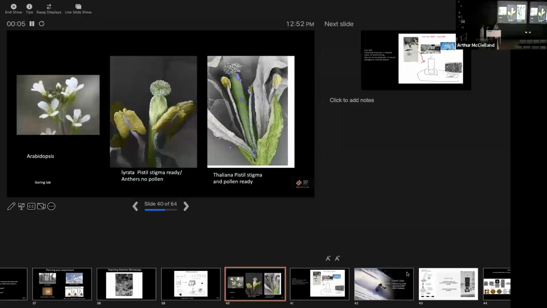So this is a study with Arabidopsis looking at different pollination strategies that this Arabidopsis has. In this one, the pistil is ready for pollen, but the anthers have no pollen present, so this is not going to be able to self-pollinate. And this is the opposite. The pollen is ready and the pistil is ready, so this is self-pollinating. Simple demonstration of a complicated system.